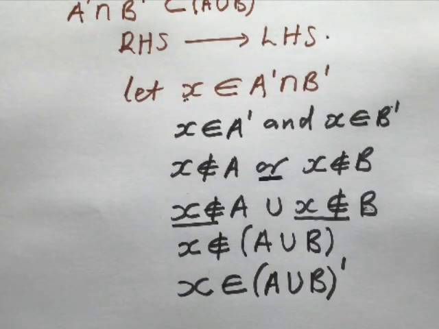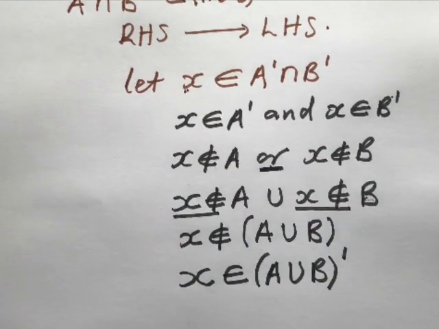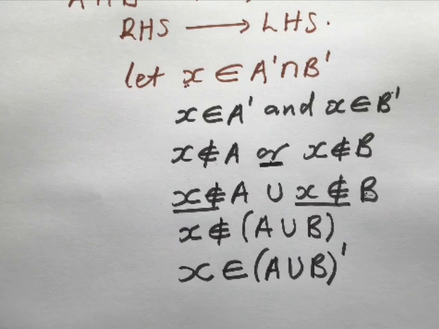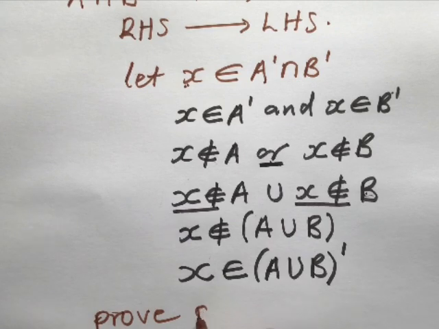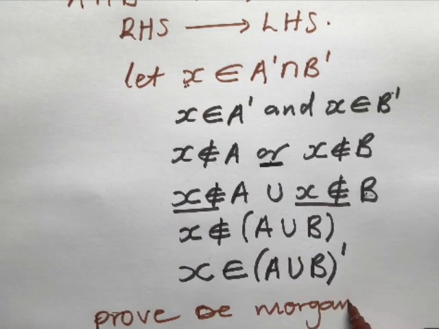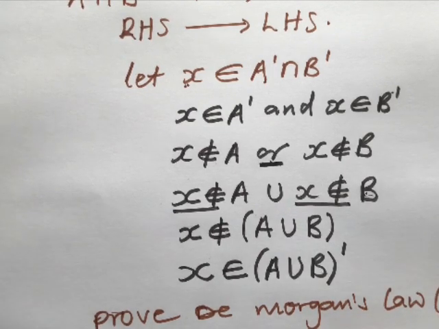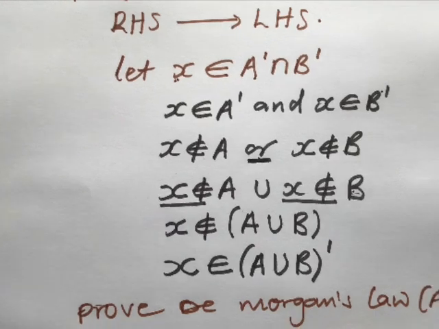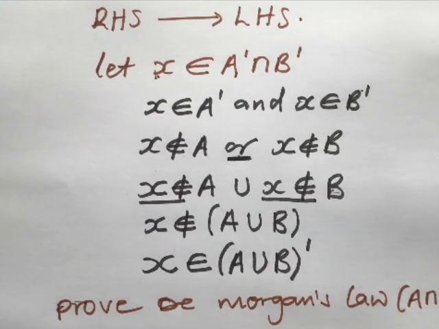Keep on waiting for more videos. Let me drop a question that you can solve at your free time. You can say prove De Morgan's law. Then I'm going to write it like this: (A intersection B) complement has to be equal to A complement union B complement.